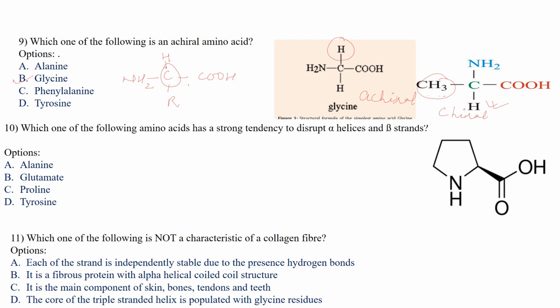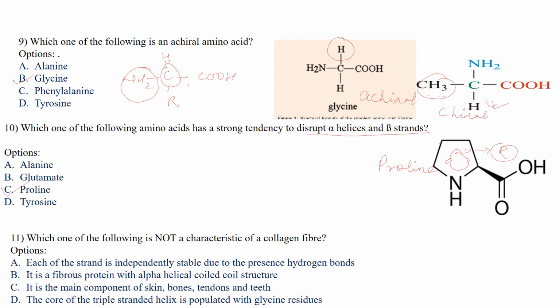The next question is, which one of the following amino acids has a strong tendency to disrupt alpha helix and beta strand? This is the structure of a proline. The proline doesn't have a free amino group, that is this one. This amino group is involved in the formation of this cyclic structure, and this cyclic structure is the R group, that is the side chain, and due to the presence of this structure, it prevents the folding in a protein, therefore it disrupts the alpha helix and beta strand. Therefore the correct answer is option C, that is proline.